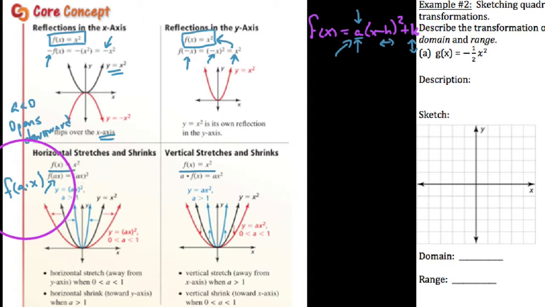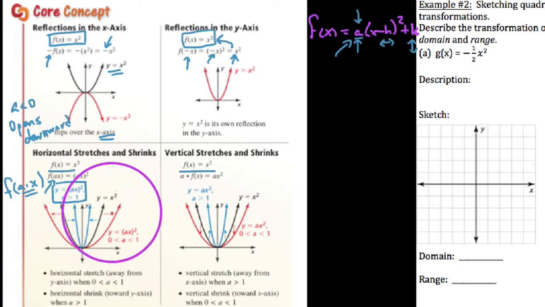And what we need to remember about horizontal stretch and shrink is that if a is greater than 1, then what you're going to get is this blue graph compared to the black parent function graph, which means that a greater than 1, if you're multiplying the x values, is actually a shrink. So we say horizontal shrink toward the y-axis when a is greater than 1, but if a is between 0 and 1, if it's a proper fraction, then we're going to get a horizontal stretch, or away from the y-axis.